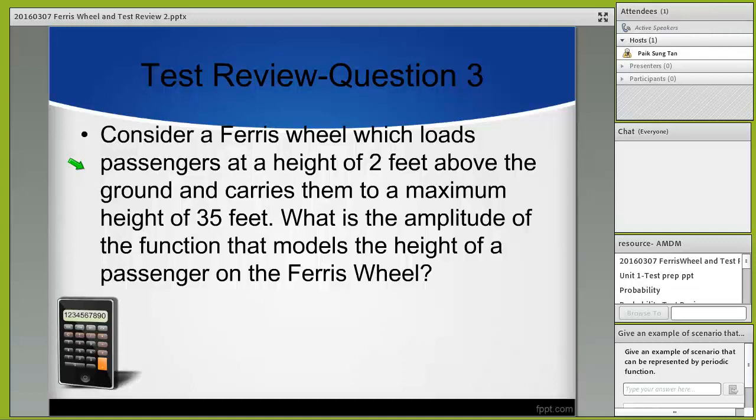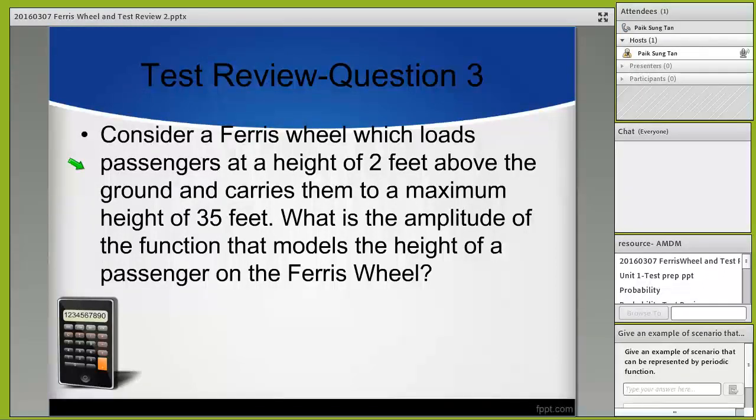Alright, test review question 3. Again, you can always pause if I'm going too fast for you, and you can always call me or email me if you have any questions. Alright, I have extra credit coming out at the end. Please don't leave. That will help you. Going through this question will help you to boost your grade.